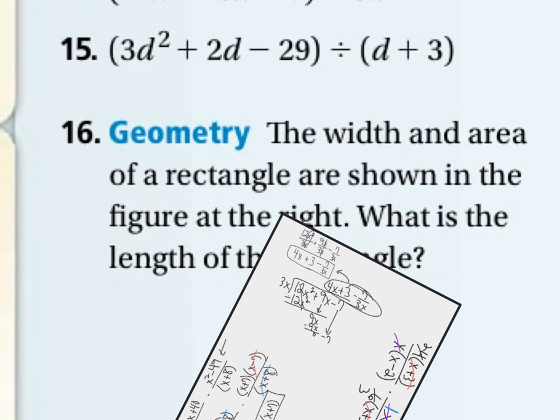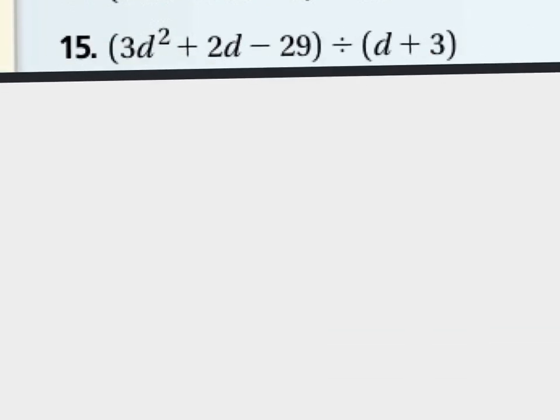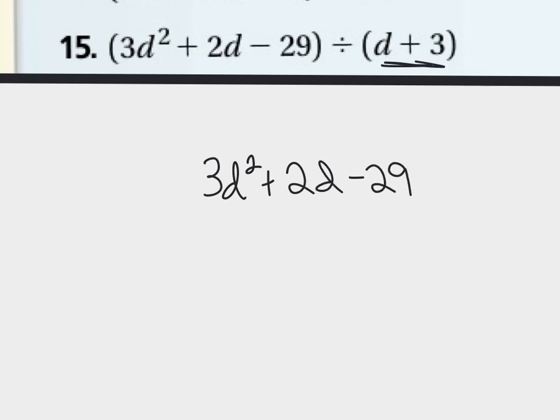So next, as you might have guessed, number 15, we do have something where we are now dividing by a binomial. So anytime you're dividing by a binomial, trinomial, or anything like that, then you have to do long division. Remember when you set this up, make sure that you don't have any skipped terms.